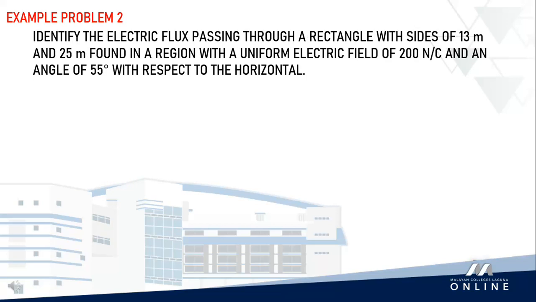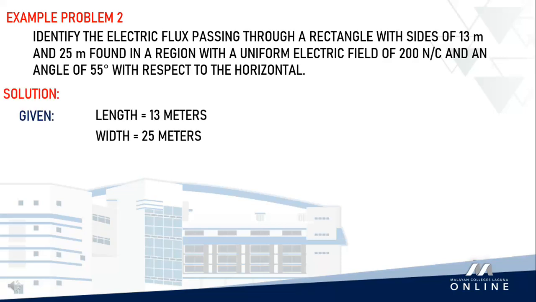Let us have a more challenging problem. Identify the electric flux passing through a rectangle with sides of 13 meters and 25 meters found in a region with a uniform electric field of 200 newtons per coulomb and an angle of 55 degrees with respect to the horizontal. In this problem, the length and width of the rectangle, the uniform electric field, and the angle are given. Do you think you can solve it? Okay, let us check if we got the same answer.